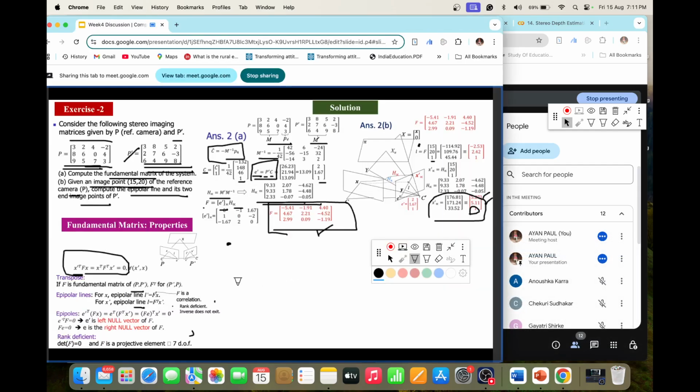Now the third property regarding the epipolar lines. So L dash is given by F into x. Similarly, L is given by F transpose into x dash. Okay, this is the third property.